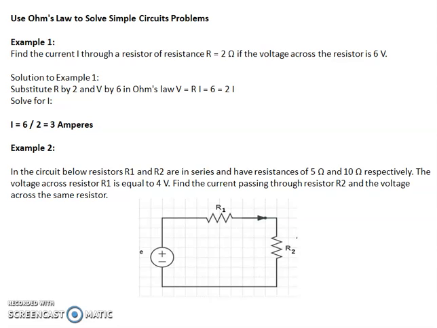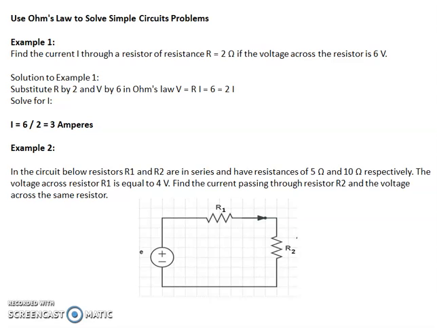Example 1. Find the current I through a resistor of resistance R equals 2 ohms if the voltage across the resistor is 6 volts. Solution to example 1. Substitute R by 2 and V by 6 in Ohm's law. V equals R multiplied by I. 6 equals 2I. Solve for I: I equals 6 over 2, or equals 3 amperes.